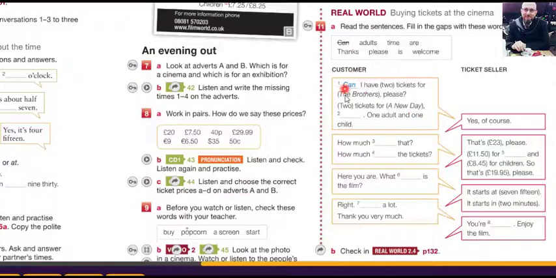For example, the customer says, can I have two tickets for The Brothers, please? The ticket seller will say, yes, of course. Or the customer says, two tickets for A New Day. What do we write here? Yes, we write, please. One adult and one child. So the ticket seller will say, yes, of course. So now stop the video and fill in the gaps, then we will check.